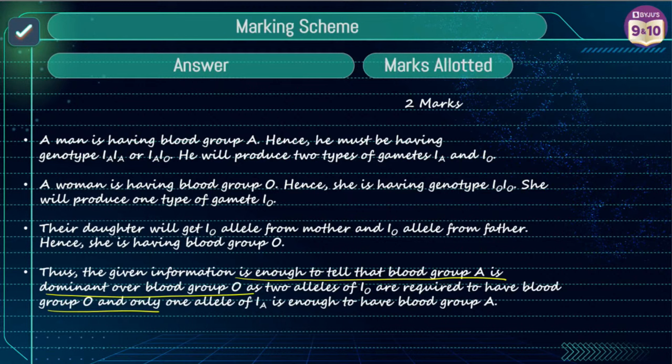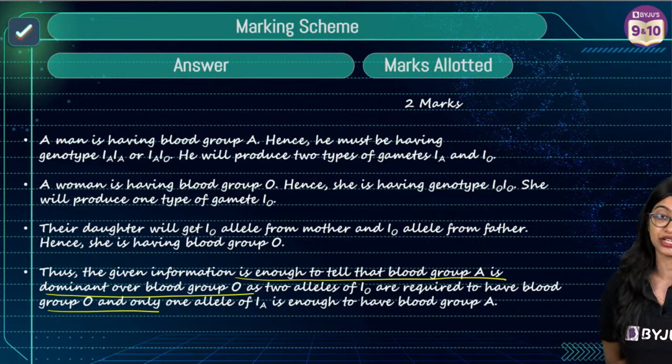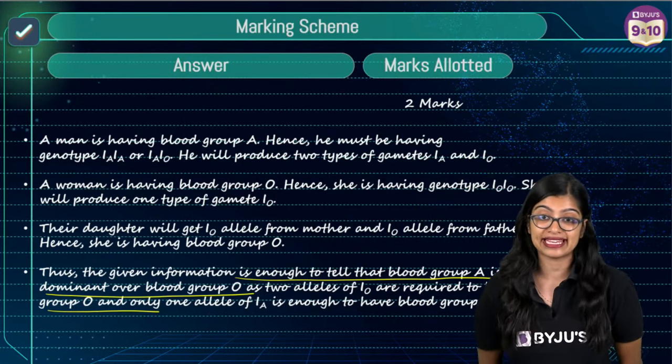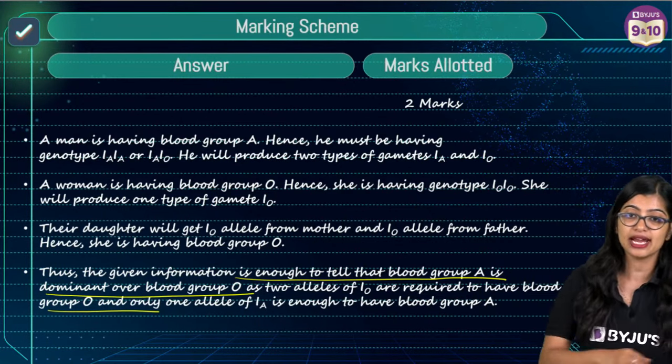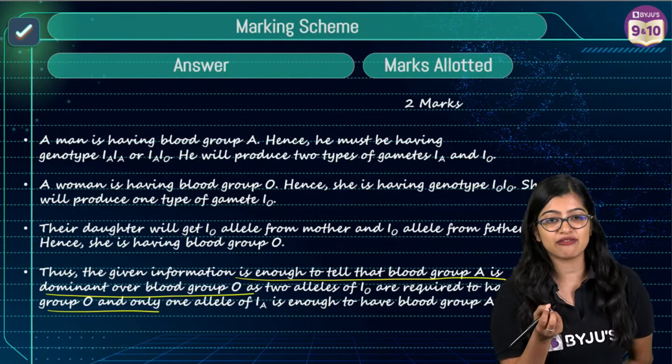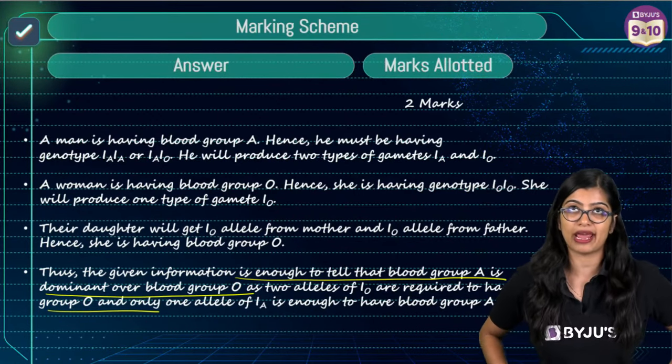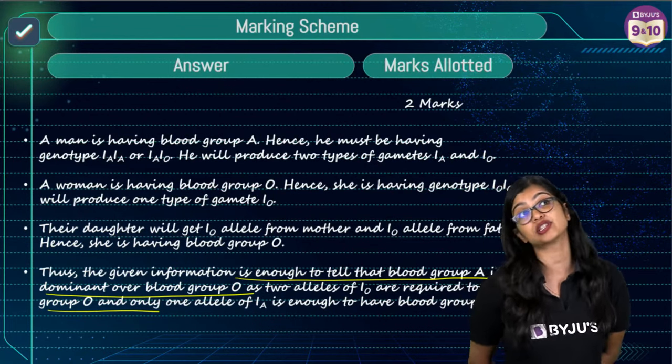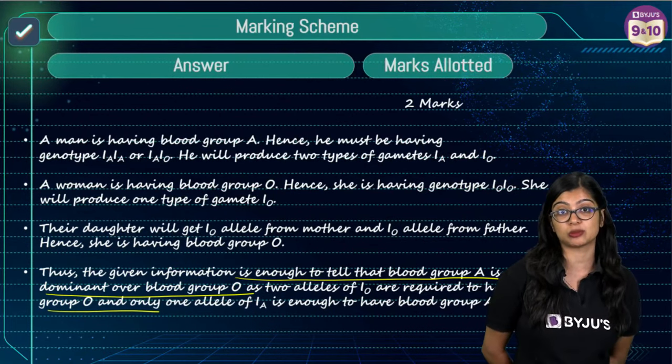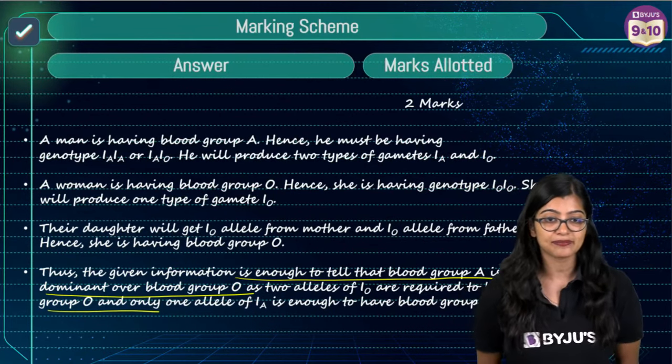Yes, very good. Ma'am, how can we judge if one is dominant or not based on the F1 generation? Can it come as O and A? Yes, it can come as O and A. Ma'am, can a child have blood group O if parents have blood group A and B? If both of them are heterozygous for blood group A and B, then possible. If not, not possible.